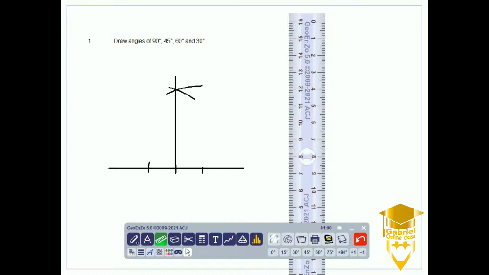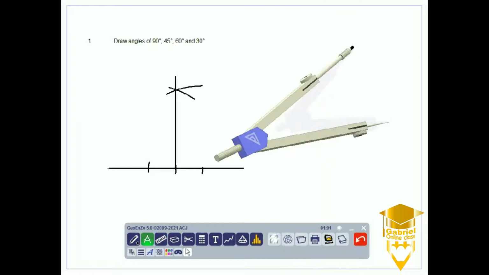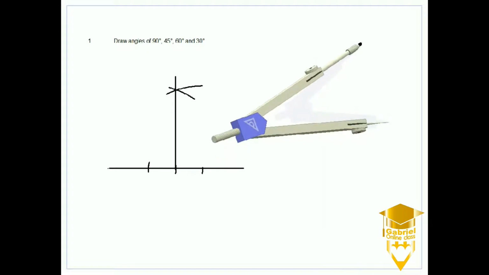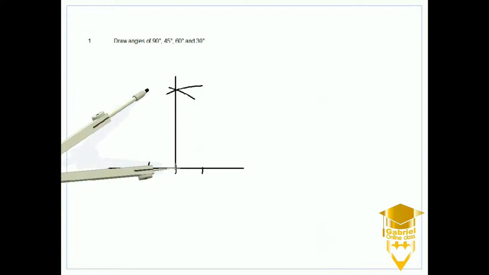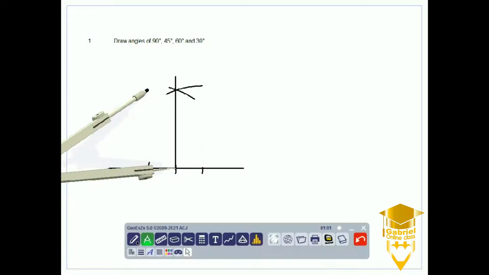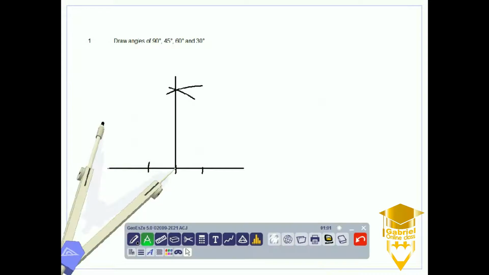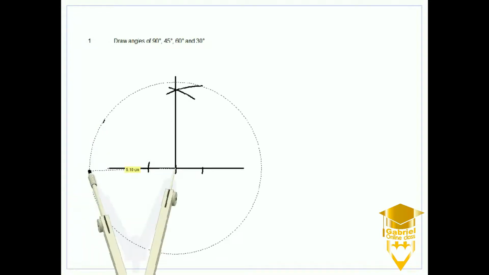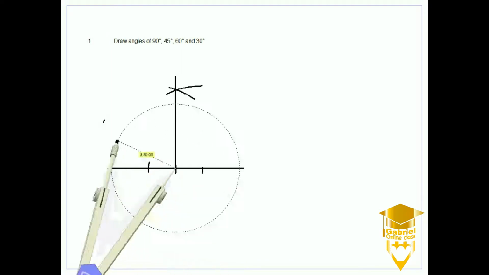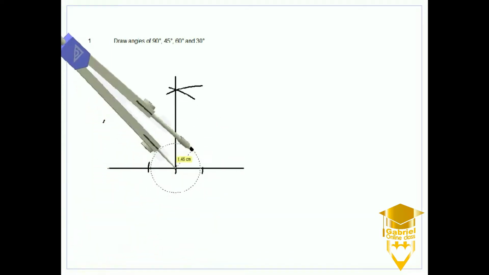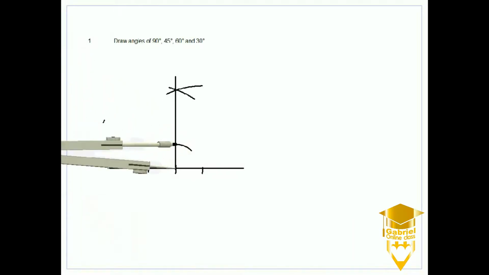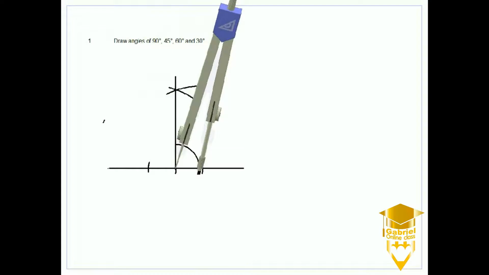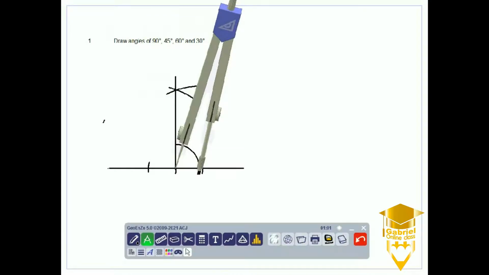So now we need our compass again. Put the sharp end of our compass at the center of the line. Then we choose a radius, any radius at all. Then we draw an arc that is going to touch the perpendicular line and the horizontal line.